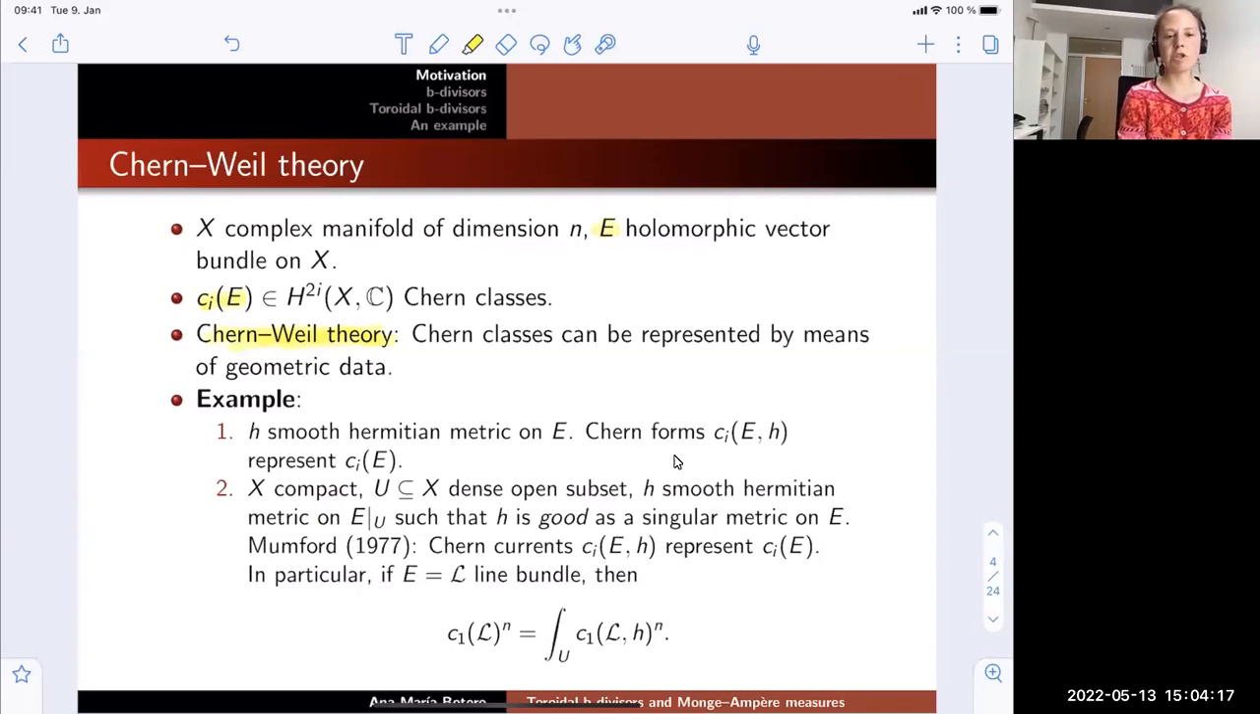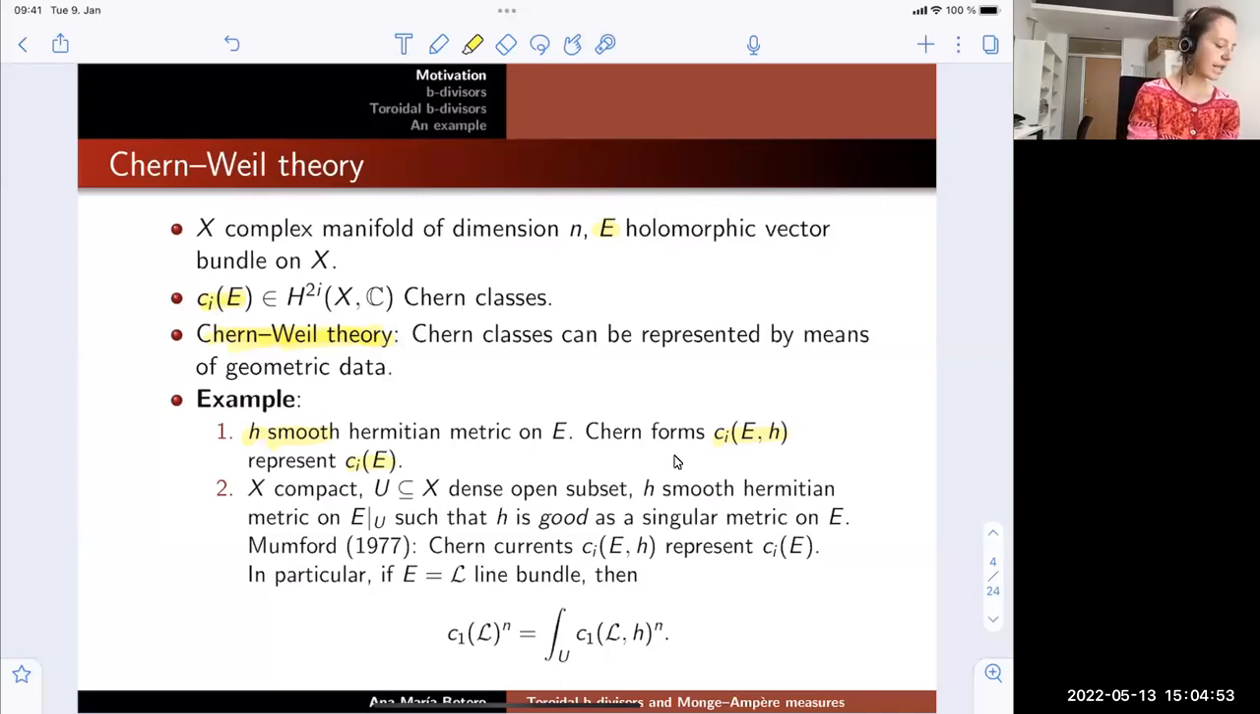An example where Chern-Weil theory is satisfied is if you consider a smooth Hermitian metric on your vector bundle, then the Chern forms represent the Chern classes in the de Rham cohomology. Now, smooth Hermitian metrics exist, but usually the metric which you are given in the problem you're studying is not smooth. So a lot of effort has been put into trying to generalize Chern-Weil theory to more singular metrics. And a first result in this direction was given by Mumford in the 70s.